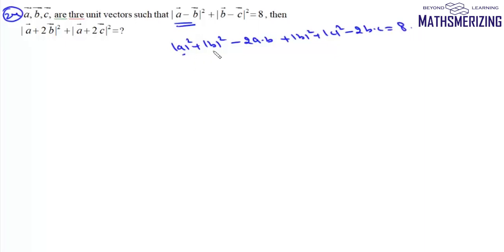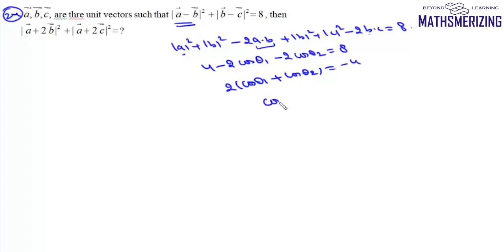Now mod A is 1 and mod B is 1. So we'll get this as 4 minus 2. Now mod A mod B, it is 1. So let the angle between A and B be cos theta 1, and in the same way let the angle between B and C be cos theta 2. So we'll get this as 8. So we can write 2 times cos theta 1 plus cos theta 2, and it will be equal to minus 4. So we'll get cos theta 1 plus cos theta 2 as minus 2.